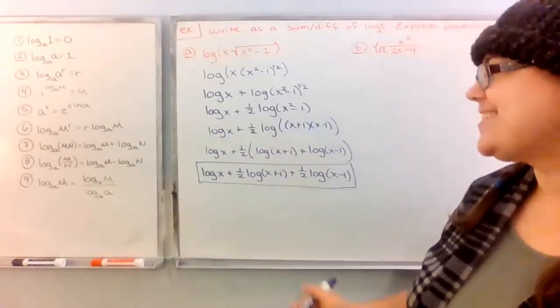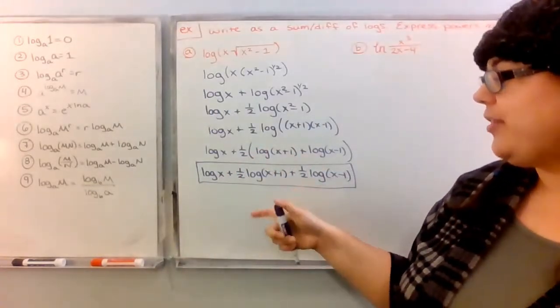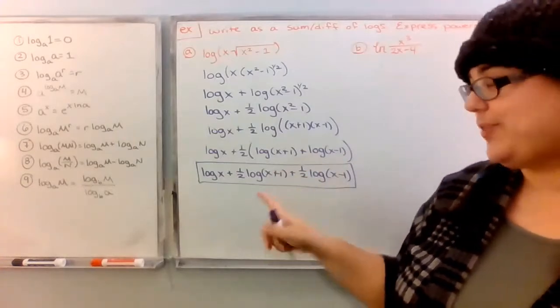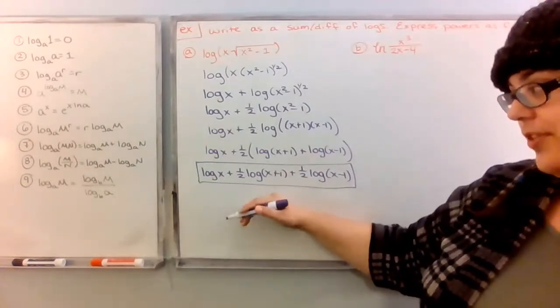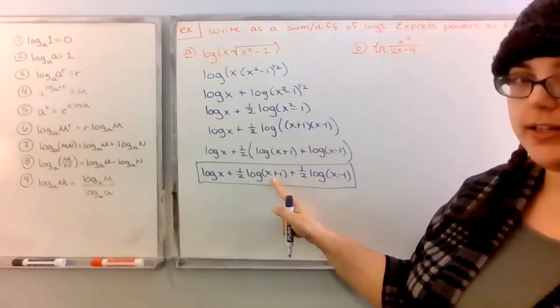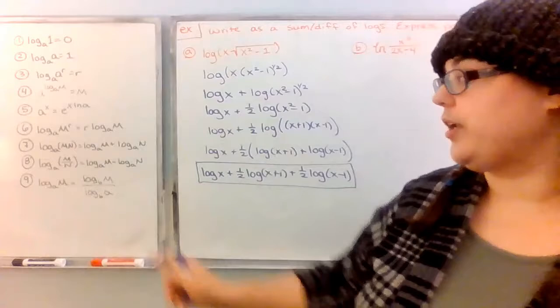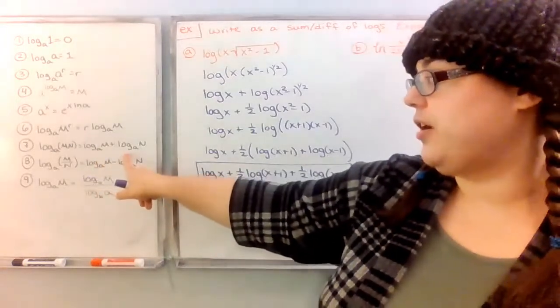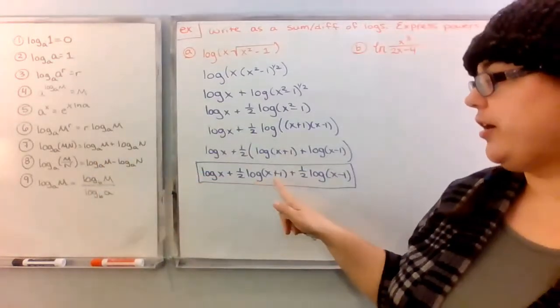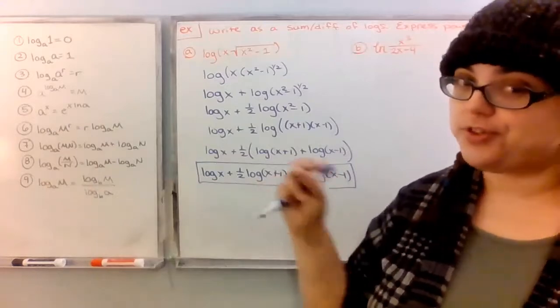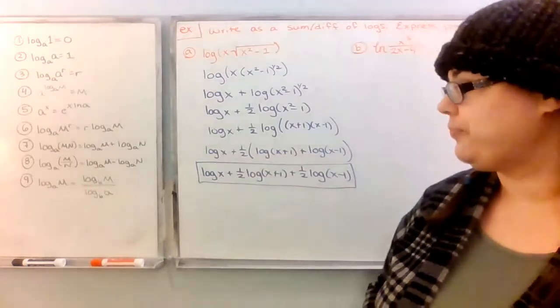One thing to be on the lookout for: we can't continue further with this one, even though we have the sum on the inside. We don't have any property that says you can manipulate the sum on the inside, right? So I have a log plus a log, whereas here I have log of something plus something. Those are different situations.